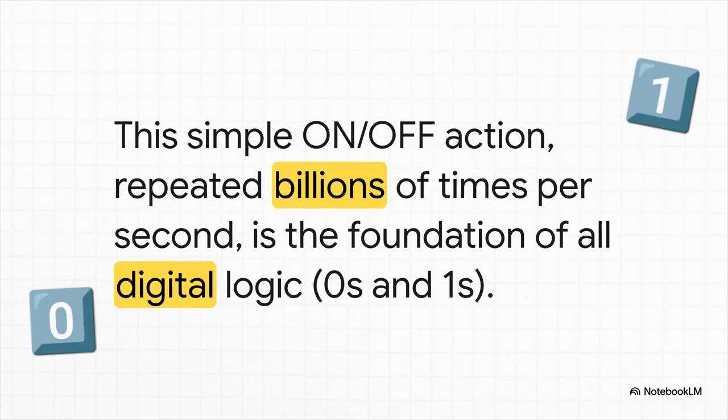And when you take millions or billions of these simple on and off states, your ones and your zeros, and you flip them billions of times every single second, you get everything. You get math, you get logic, you get memory, you get the power to process a photo you just snapped or to stream this very explainer. It all comes from that one simple action, just repeated on a scale that's almost impossible to imagine.